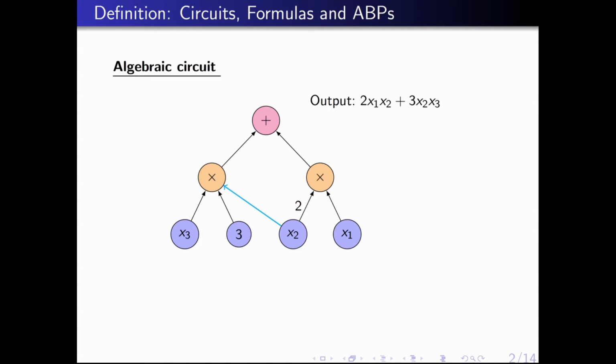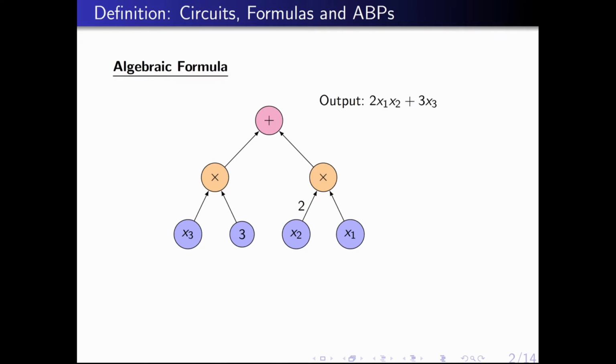Please note the blue edge that goes from x2 to the leftmost product gate. If we remove this blue edge, then this circuit can also be called an algebraic formula. So what is an algebraic formula? If the underlying directed acyclic graph is a tree, then the circuit is called a formula. The given example represents an arithmetic formula which computes the polynomial 2x1x2 plus 3x3.